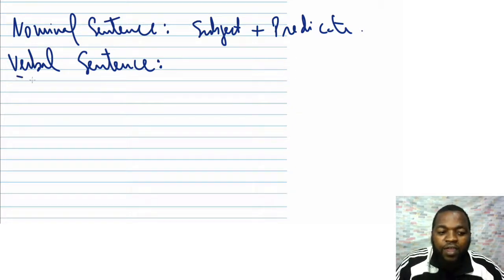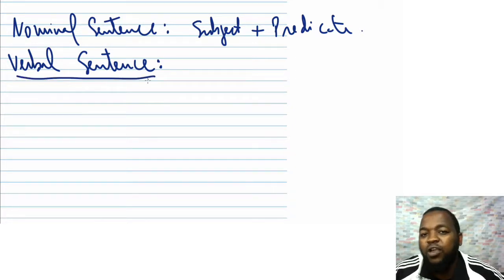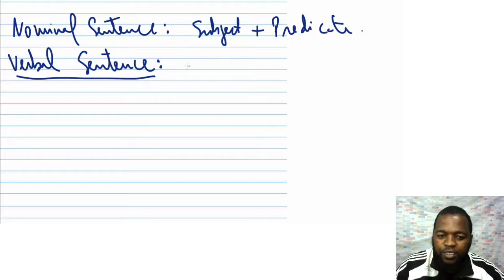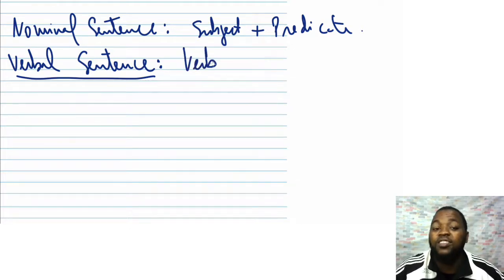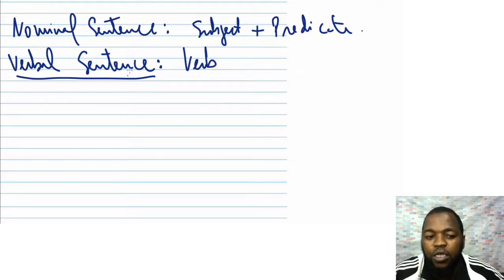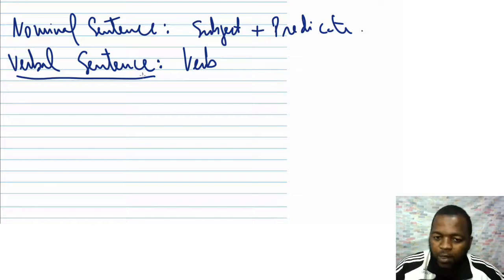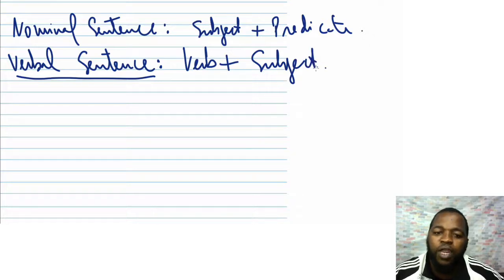Now, when we have a verbal sentence, what are we looking for? What are the main things that we need to be able to identify? It is first the verb. It's a verbal sentence, right? So first you identify where is the verb. Then you identify where is the subject. All right? Where is the verb? What is the subject?